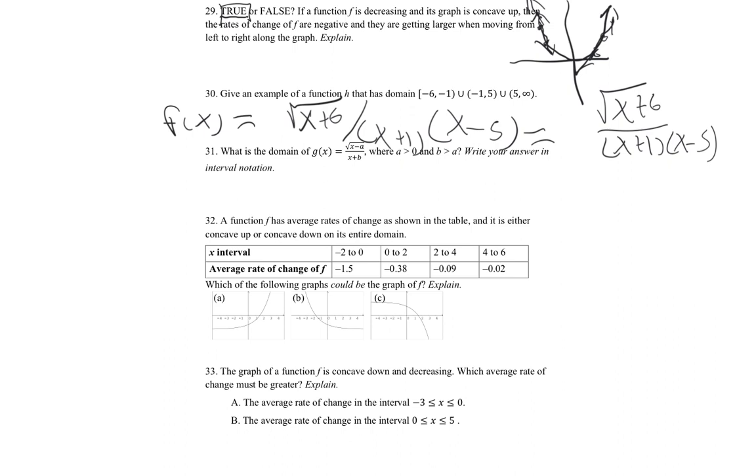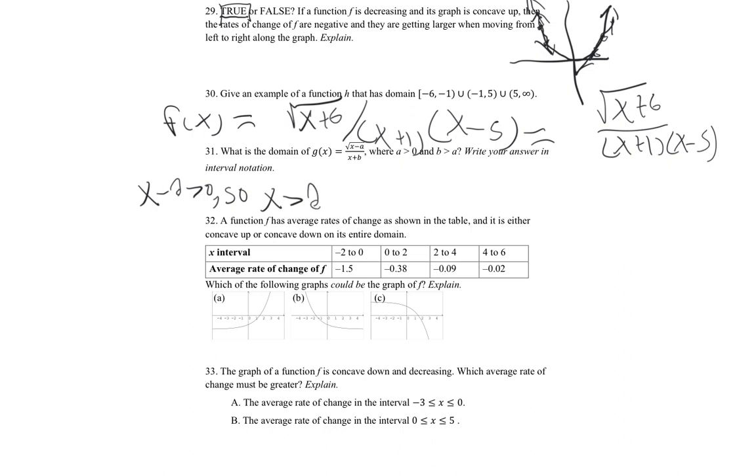For 31, we want to know what the domain of g of x equals root x minus a over x plus b is, where a is greater than 0 and b is greater than a. We want to write it in interval notation. So kind of going from 30, kind of the reverse, when we have a square root function shifted, we know that for the square root to be defined in the real numbers, x minus a has to be greater than or equal to 0. So x has to be greater than or equal to a.